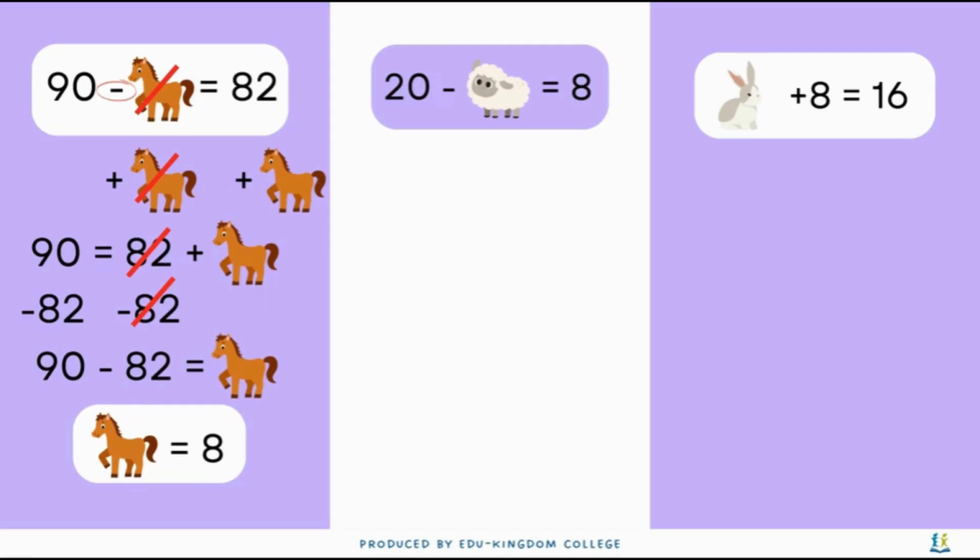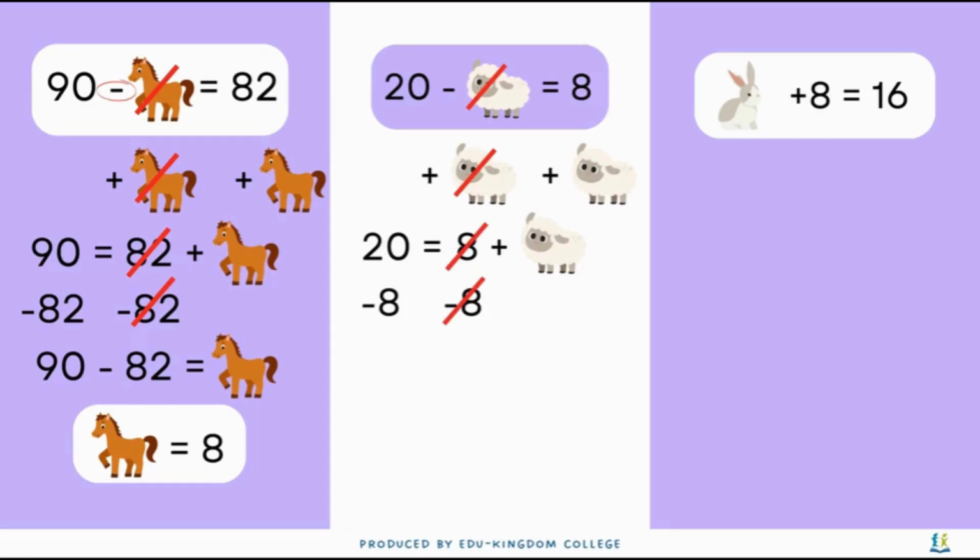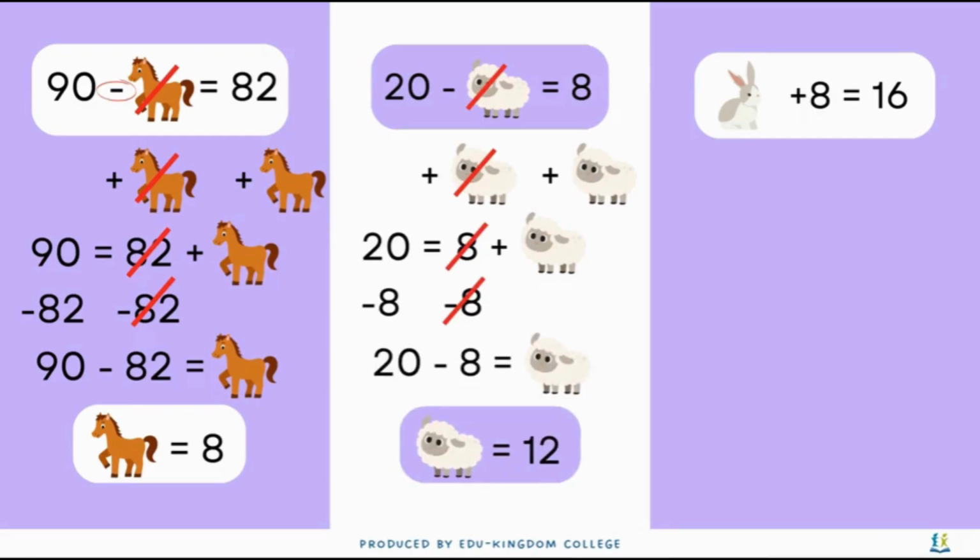And now I have the sheep. 20 minus the sheep gives us 8. What I need to do is get rid of the minus on the sheep by adding a sheep on both sides. Now the sheeps on the left side cross out each other. So I have 20 equals 8 plus the sheep. The 8 crossing out each other, I have 20 minus 8 equals the sheep. So the sheep equals 12.